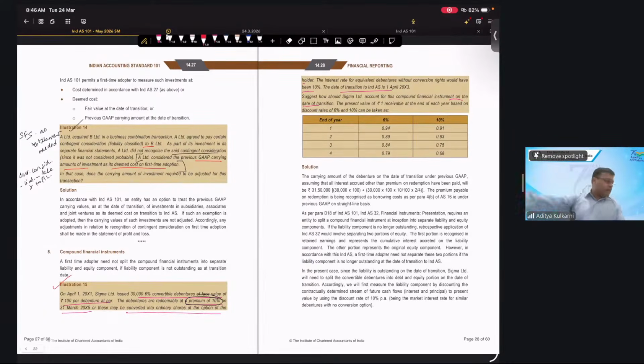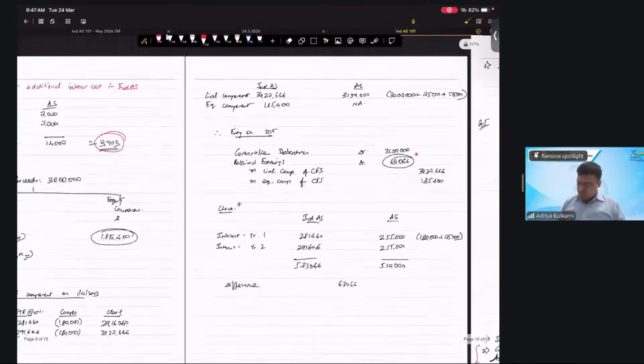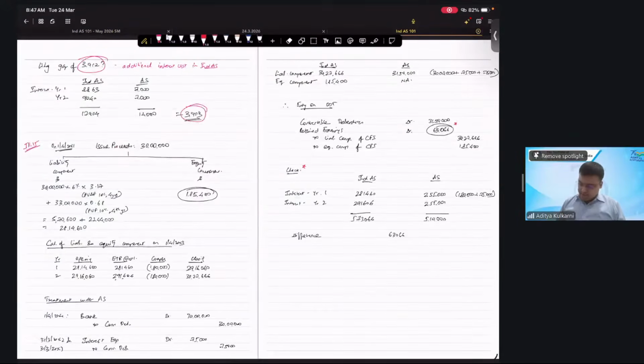What is the equity component? You got the liability, so you must have gotten the equity as well. Credit financial liability with 30 lakh 27,666. That's right. Equity 4 lakh 85,400. How come 4 lakh 85?